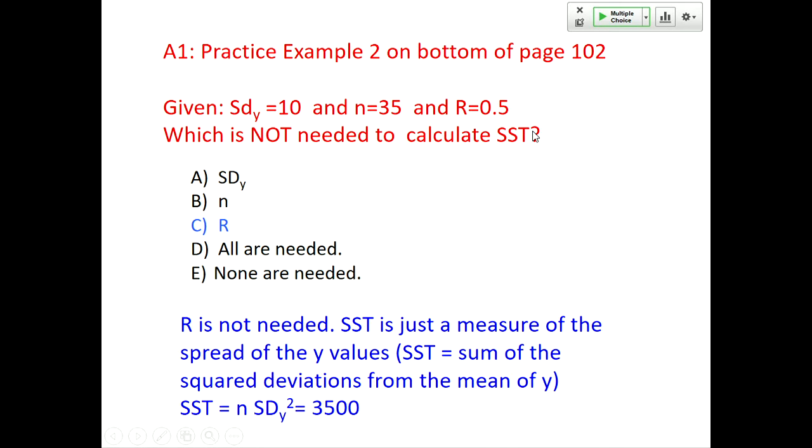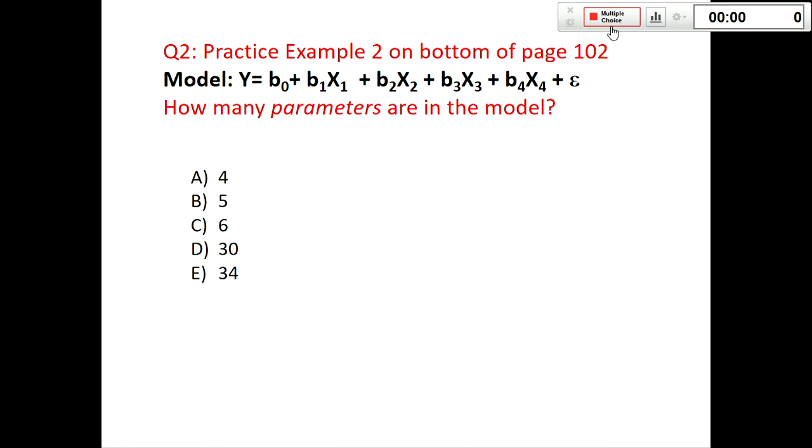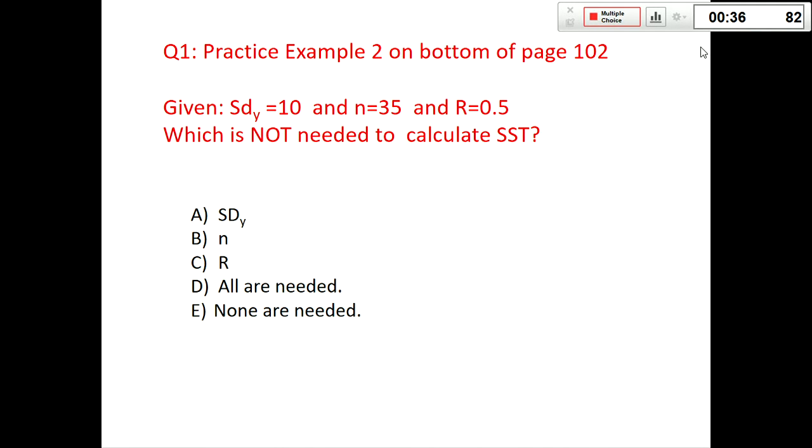And the next question is, so here's the model. How many parameters are in this model? Just choose one of those. Okay, I'll just give you till 50 seconds.